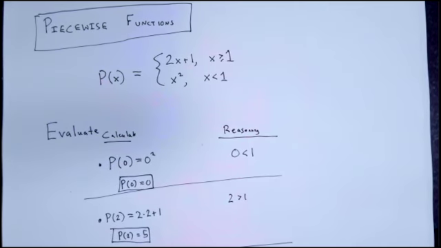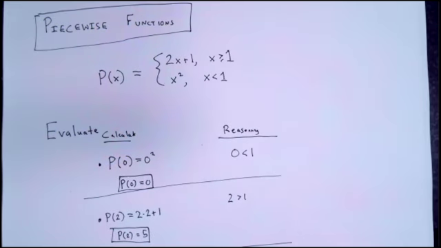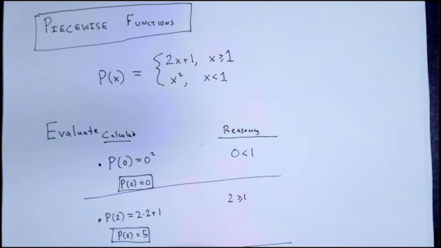Finally, how about p of 1? 1 is less than 1 or 1 is greater than or equal to 1? The statement 1 greater than or equal to 1 is not incorrect. So p of 1 is equal to 2 times 1 plus 1. So p of 1 is equal to 3.